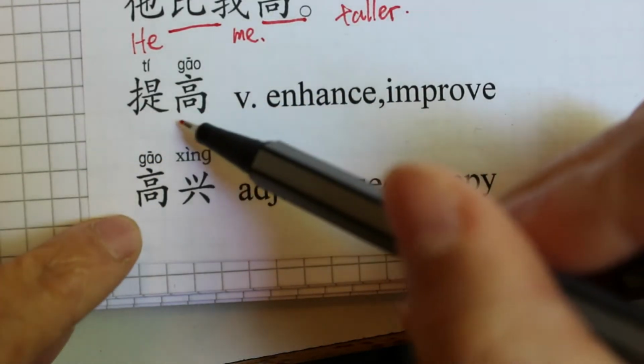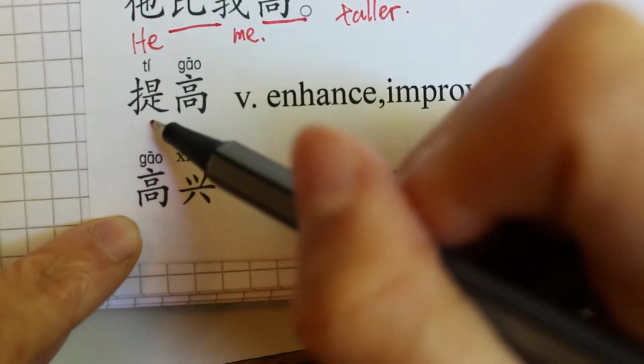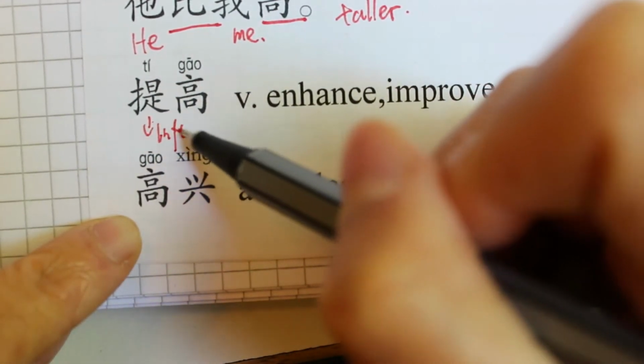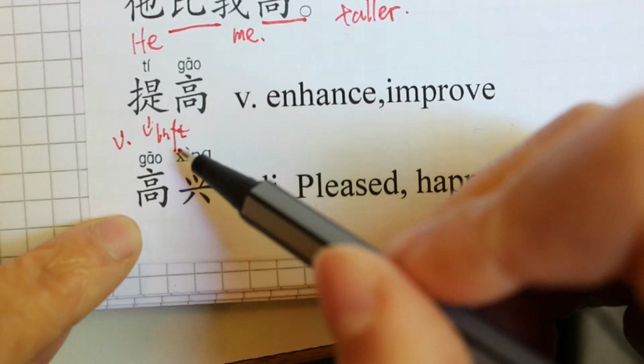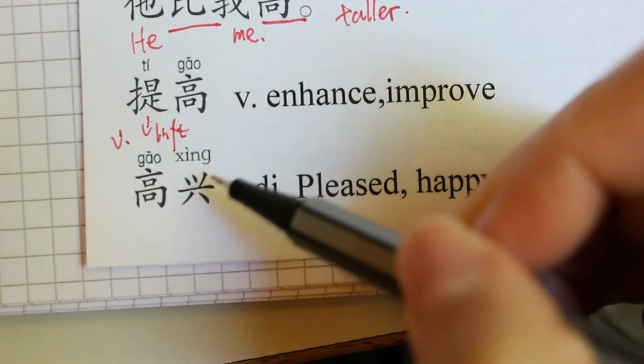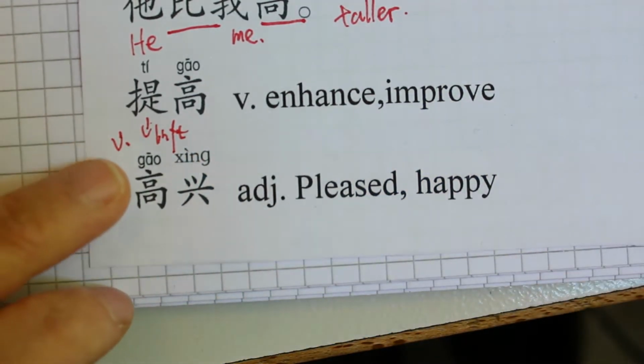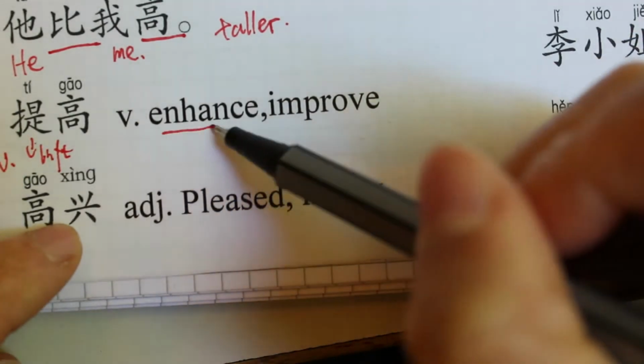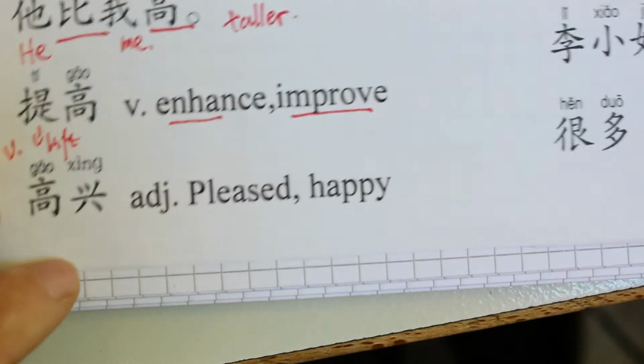So the next one, 提高. Here 提 means lift. It's a verb. So you lift something higher. You lift something taller. It means enhance and improve.